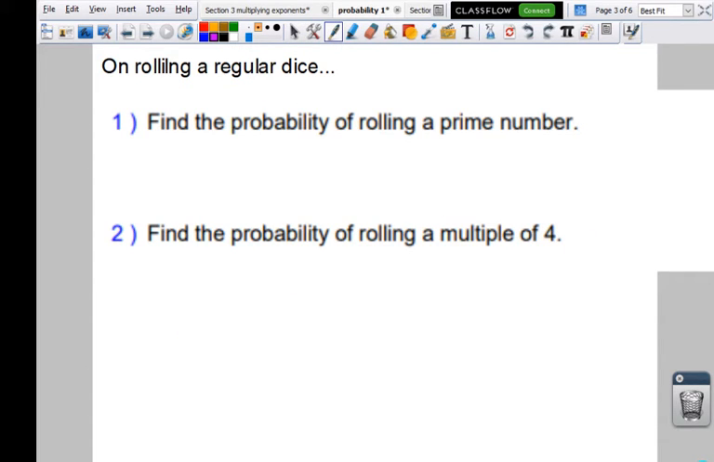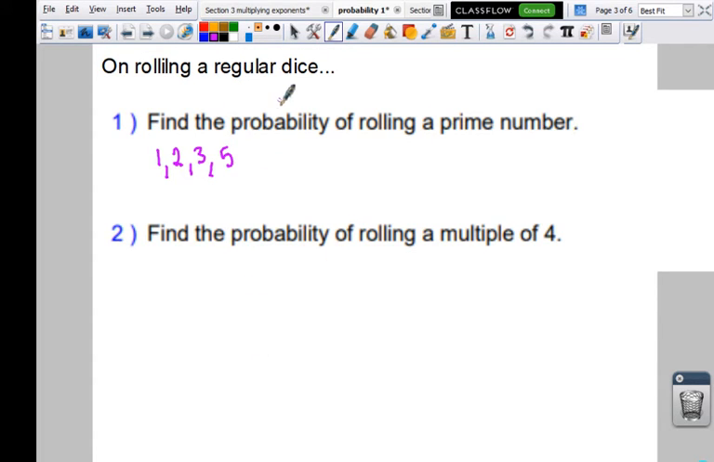Anybody remember what a prime number is off the top of their head? Remember, a prime is a number you can't divide without decimals. So 1, 2, 3, 4 you can divide, right? 7's another one. 5's another one. 9 you can divide by 3.